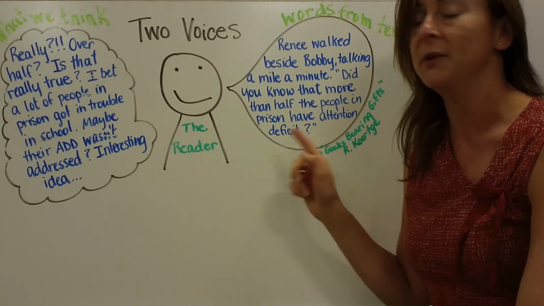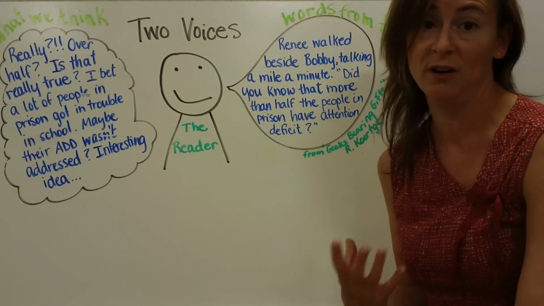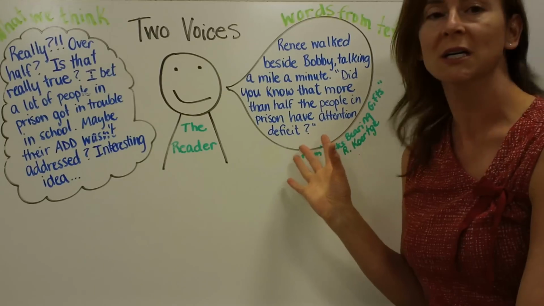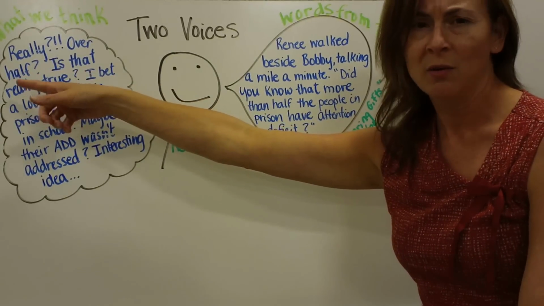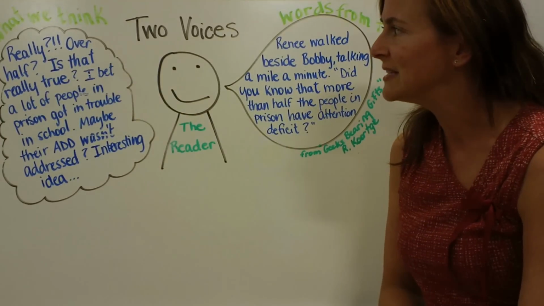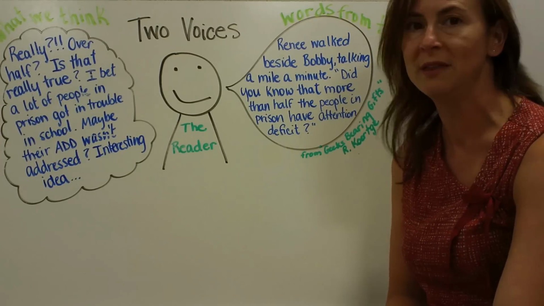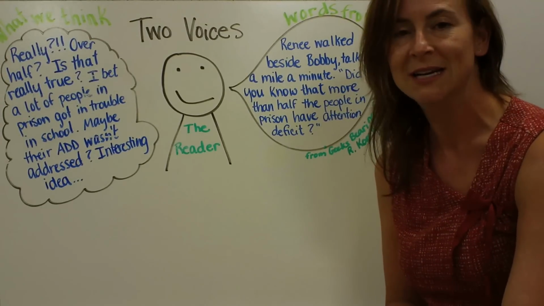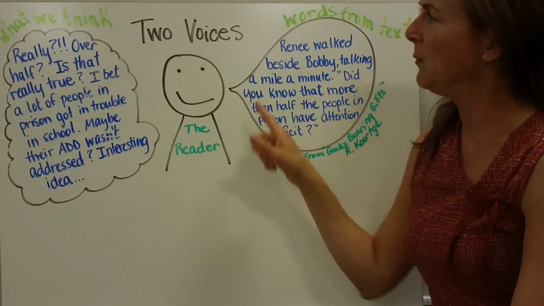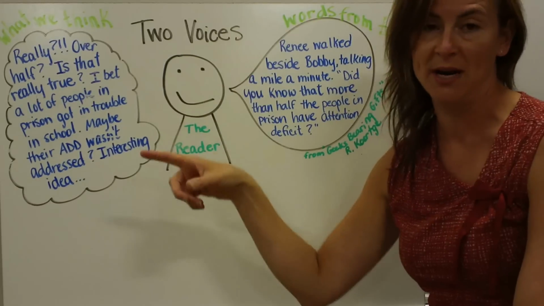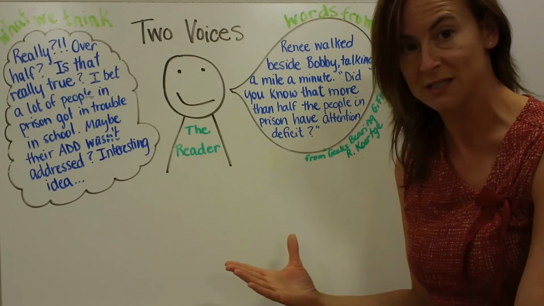But while I read, I also have a thinking voice. That's the second voice a successful reader has. As you read the words, you're going to interact with the text. I might think, really? Over half? Is that really true? I bet a lot of people in prison got in trouble in school. Maybe their ADD wasn't addressed. Interesting idea. When I read, I want to make sure that this thinking voice is evident, that I can show my thinking voice.